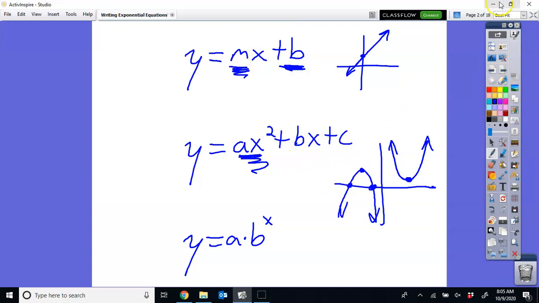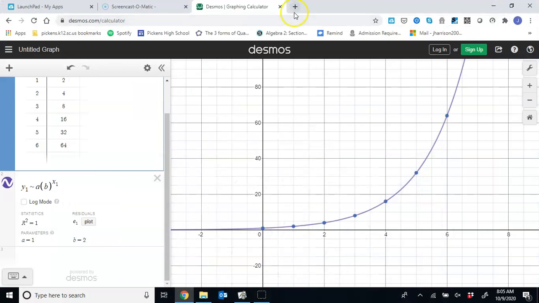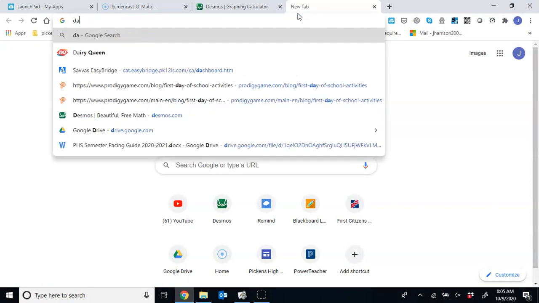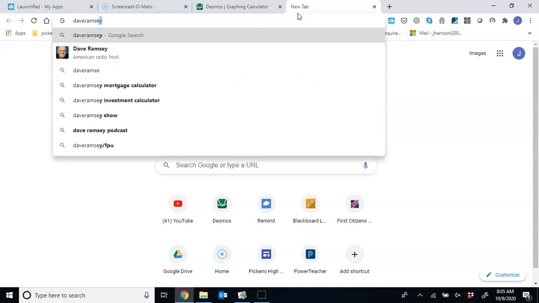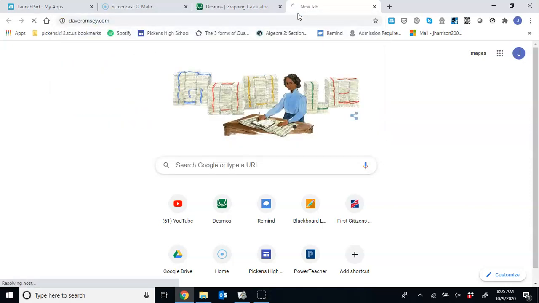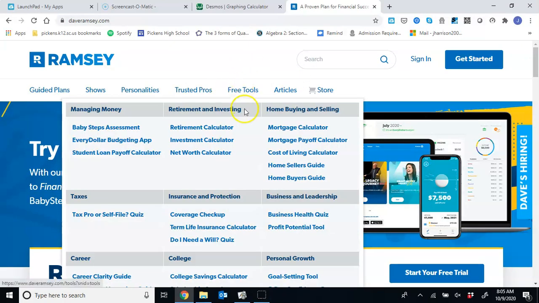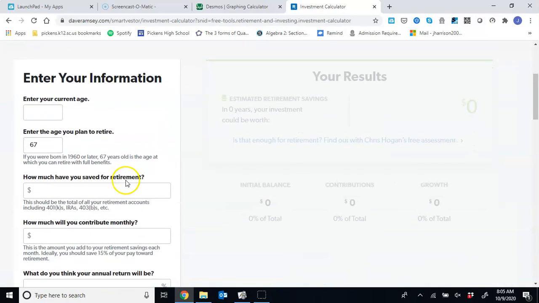So the last thing I'm going to do is show you a real quick little fun thing. I'm going to go to a little website, and you're going to see this website later in one of your activities. I'm going to go to daveramsey.com. Some of you have maybe heard of this guy. He's a big guy about staying out of debt. At the top of the page, he's got these little free tools, and there is an investment calculator right there in the middle. So I'm going to hit this investment calculator, and I'm going to do my current age. I'm going to just say we're 20 years old. I'm just going to make up a number here.